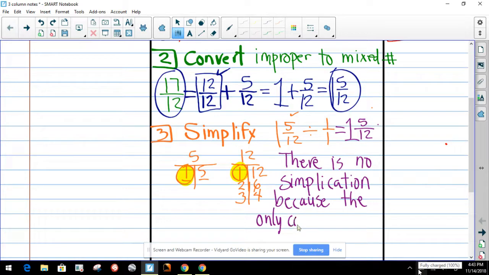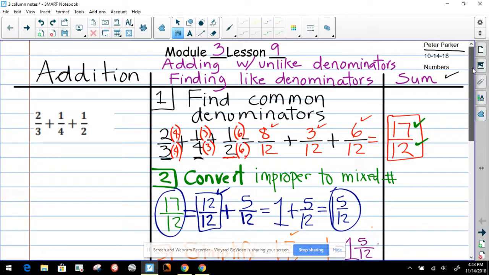Okay? So again, review these problems. You start with finding the common denominators. Next, you convert the improper fraction to a mixed number if there is an improper fraction. And the third step is to simplify the mixed number if there is a need. So there you have it, my friend, from Coach Peter Parker: 3 steps to solve an addition problem with 3 different fractions.